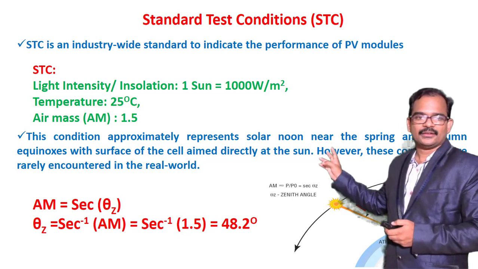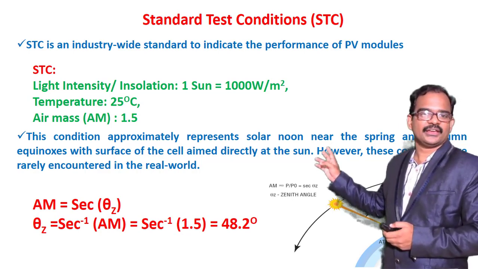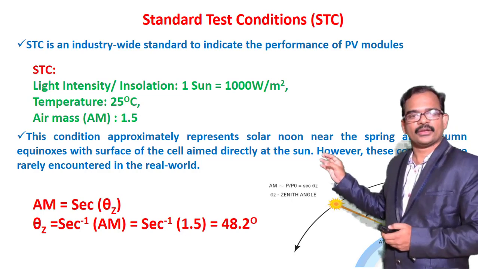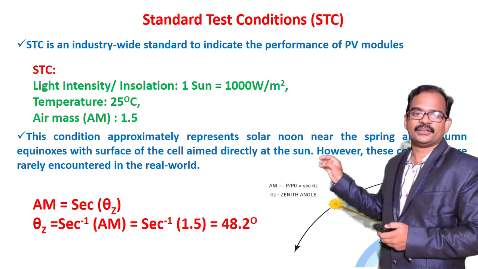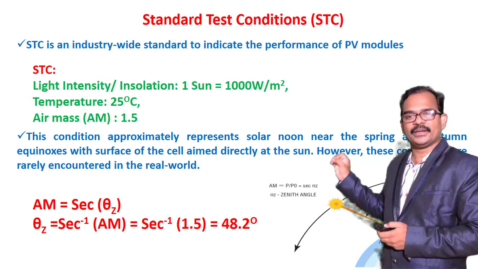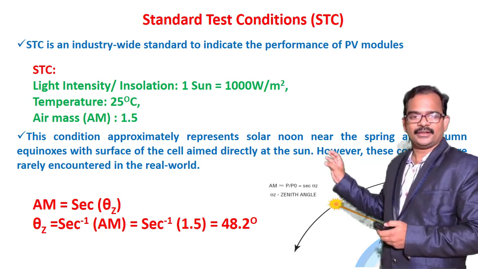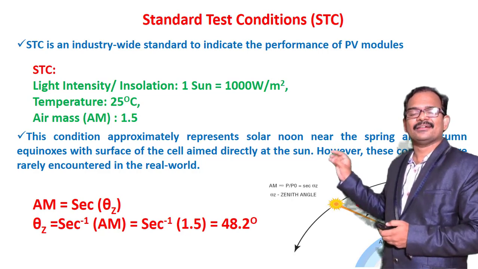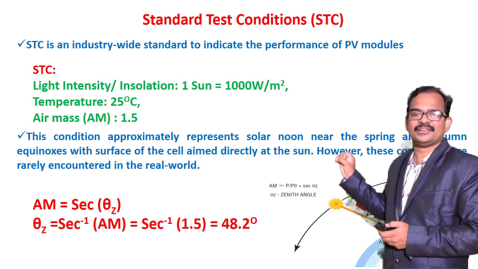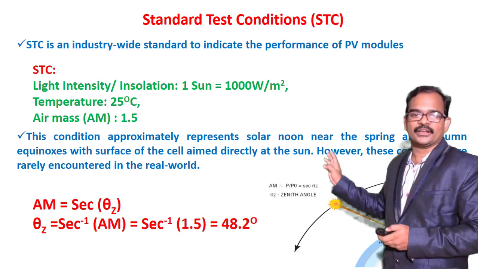As you can see here, the air mass is nothing but secant theta z, and theta z should be equivalent to secant inverse of air mass, that is 1.5. That is, the standard zenith angle should be 48.2 degrees. Right, so the zenith angle corresponding to the standard test conditions is 48.2 degrees.